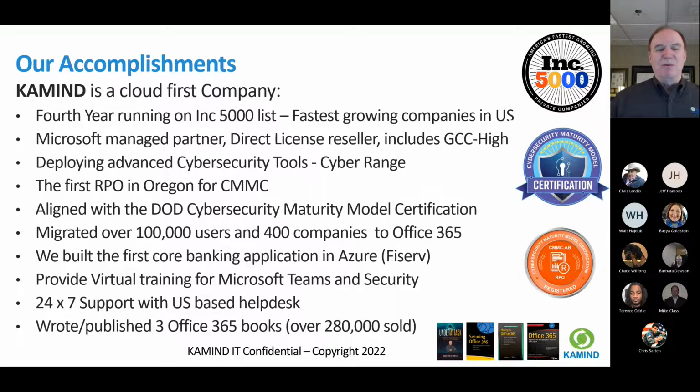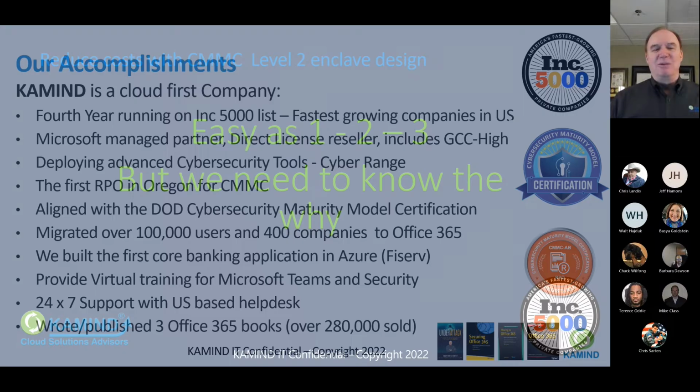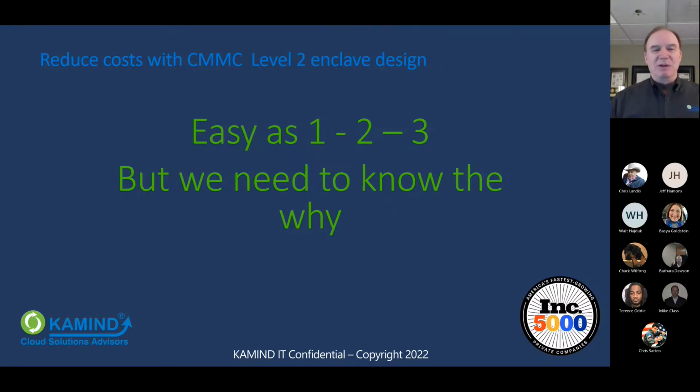But let's get back to what we're really trying to do. That's trying to figure out this whole nut of how you actually reduce cost with CMMC Level 2. It's easy as 1, 2, 3, but we've got to know the why. I think that many times when we look at what's going on, we see federal regulations coming down, and we're seeing a lot of pressure on the commercial side, in terms of cyber liability insurance and what the requirements are and everything else.